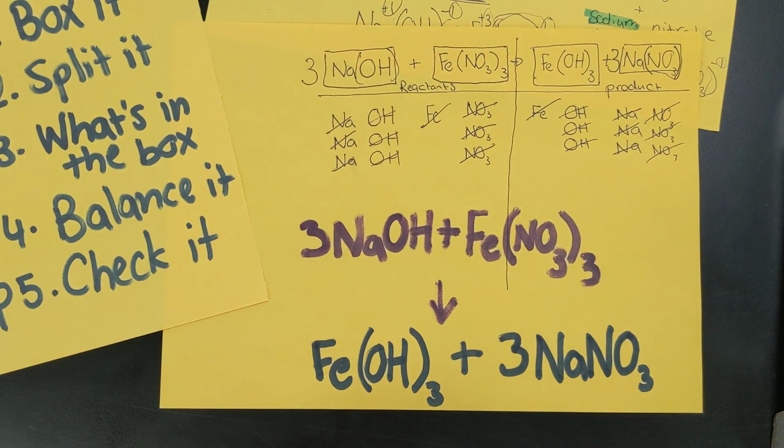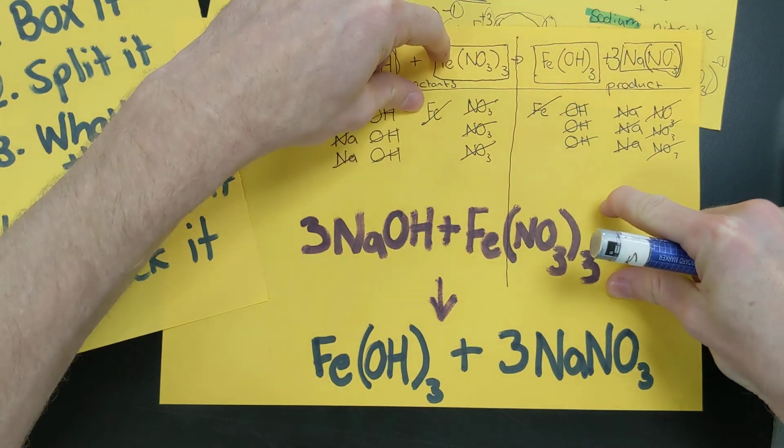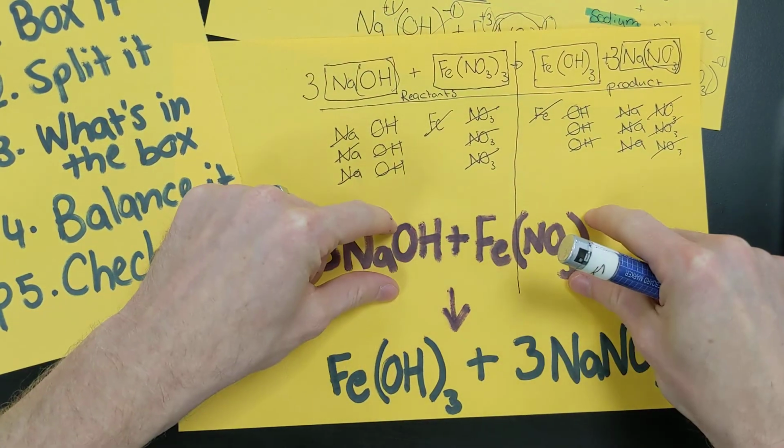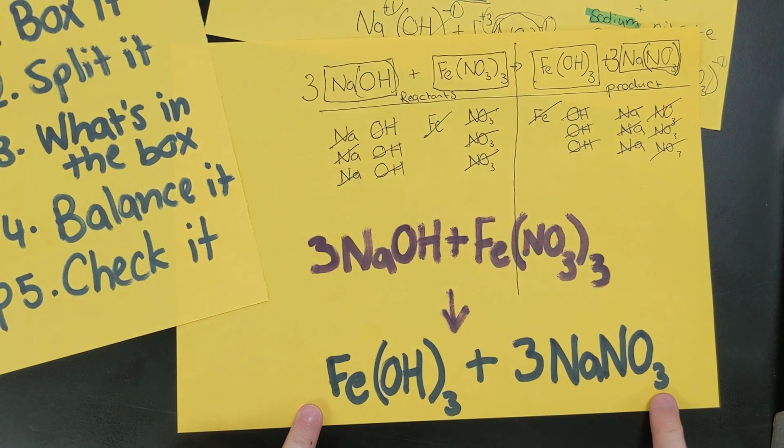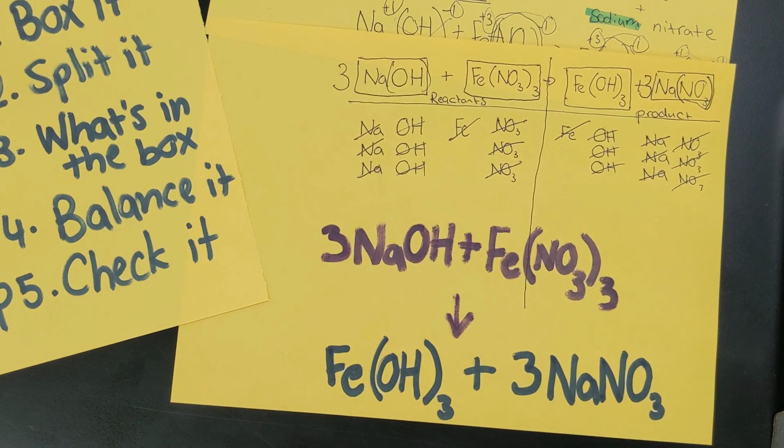Now, what we've got here is everything in purple is my reactants, and my reactants are coming together to make my products, which are my blue. Congratulations, you've just balanced another equation.